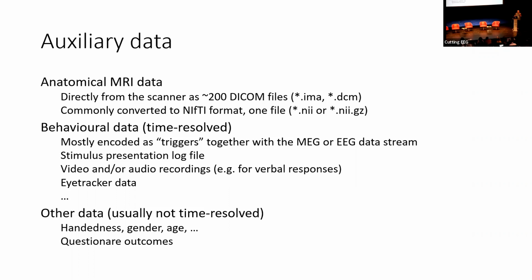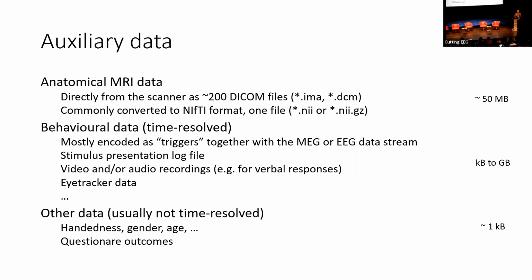And then we have other data that can sometimes be really important for the experimental research question, like handedness, gender, age, but also very specific questionnaires for the research question. All of these types of data can be stored and represented in a standard way in BIDS. And I must say that the auxiliary data is usually quite small, but it's very diverse.